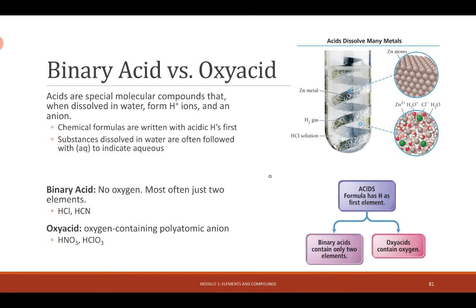Since acids have an H+ ion that comes off very easily, that hydrogen is always listed first in the chemical formula. And so we have our two classes of acids, binary acids and oxyacids, and the main difference there is whether it contains oxygen or not. Oxyacids contain oxygen. Binary acids have no oxygen. Usually binary acids have just two elements, like bicycles have two wheels.